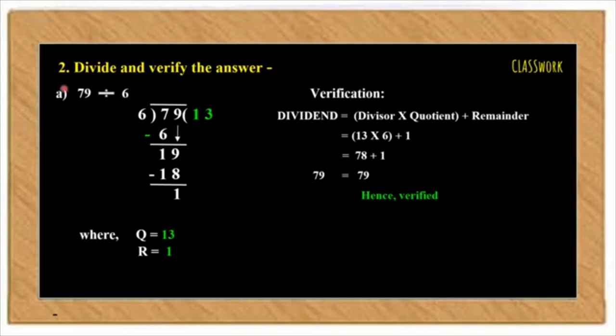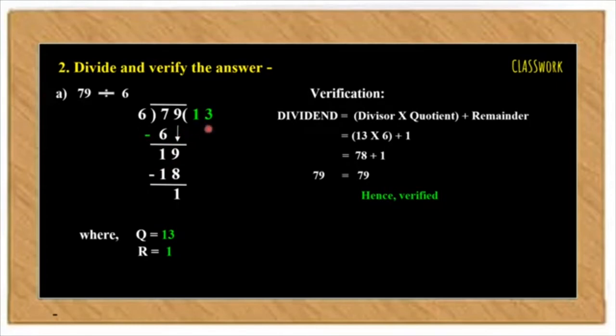Moving on to question 2, we have the first part which says 79 divided by 6. We use the long division method to first obtain the quotient and the remainder, children. We consider the first digit of the dividend. 6 into 1 gives us 6. On subtraction, we get 1 as the answer. We bring down the 9 below to obtain the new dividend as 19.